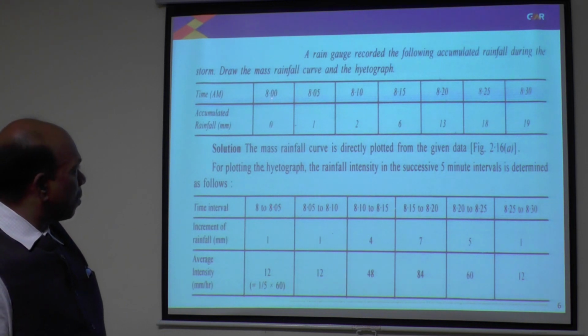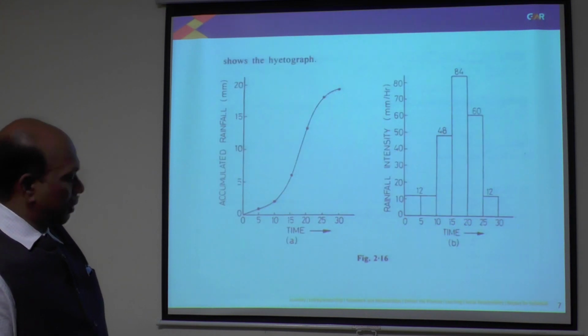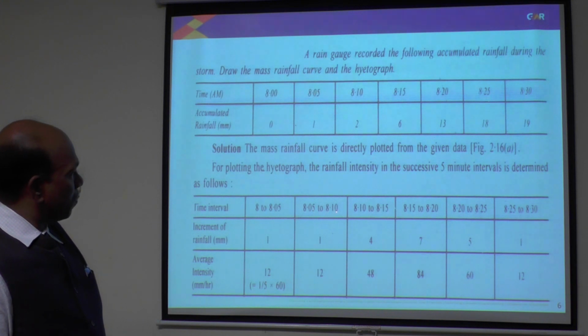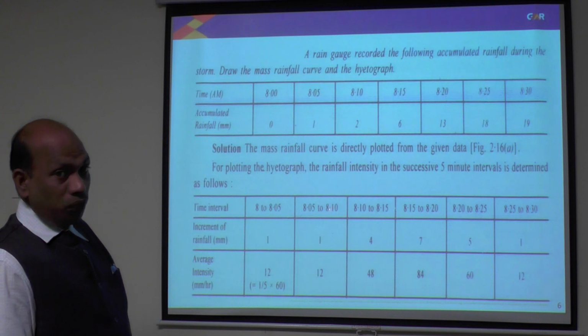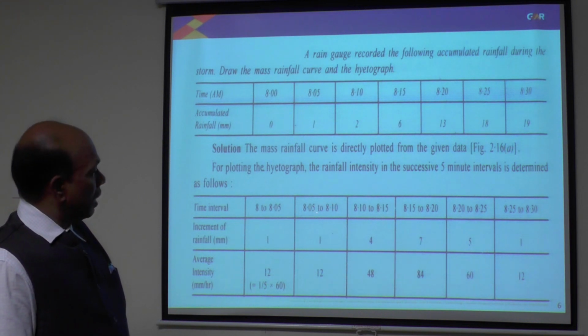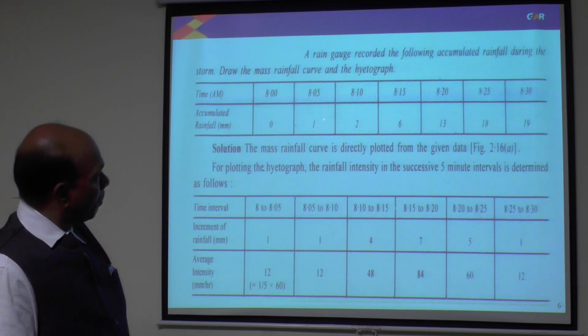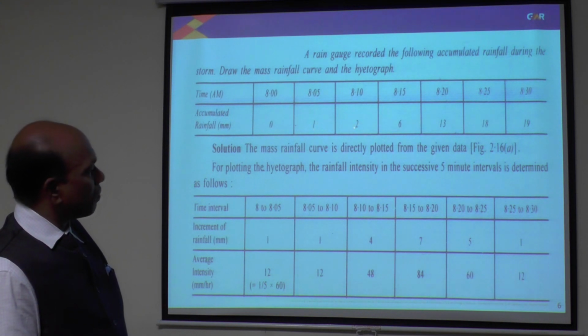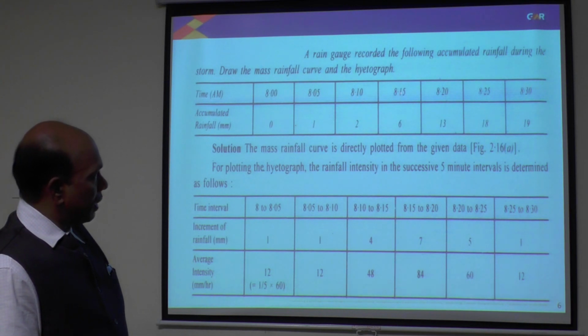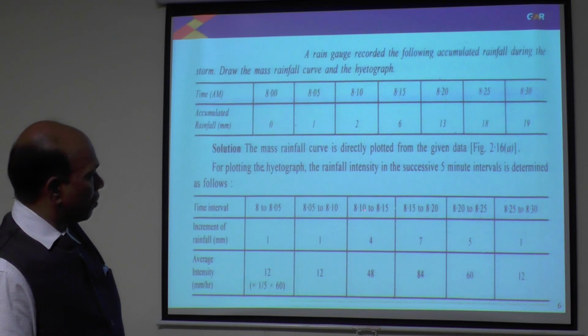What is the incremental rainfall from 8 o'clock to 8:05? It is 1 mm, right? Then 8:05 to 8:10, the span is 5 minutes, a constant time interval. Here it is 1 mm, here 2 mm, so the incremental rainfall is only 1 mm.